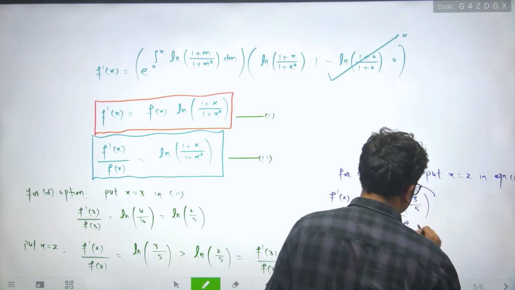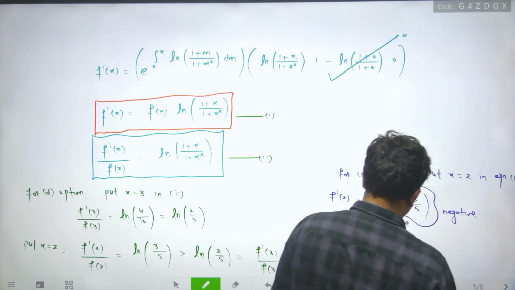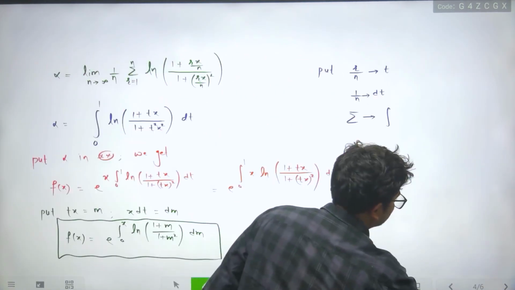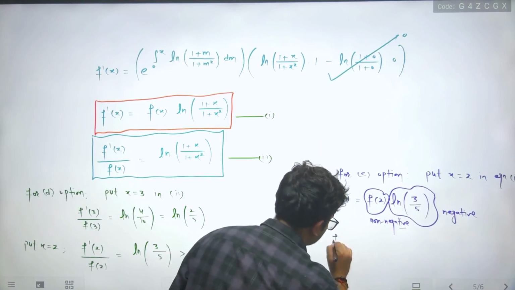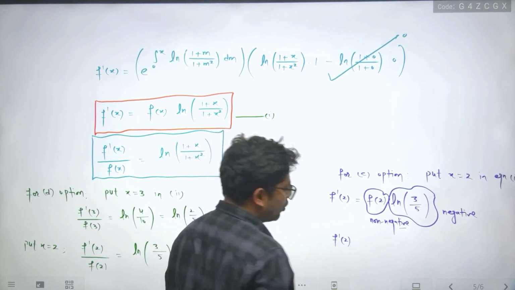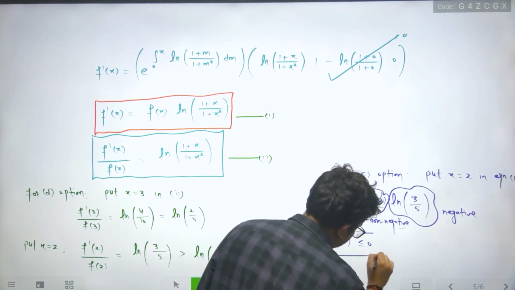That is negative. Okay, so the whole thing is what? If you observe here f dash 2, the whole thing is non-negative and negative, so that will be non-positive. Okay, f dash 2 is less than equal to 0.